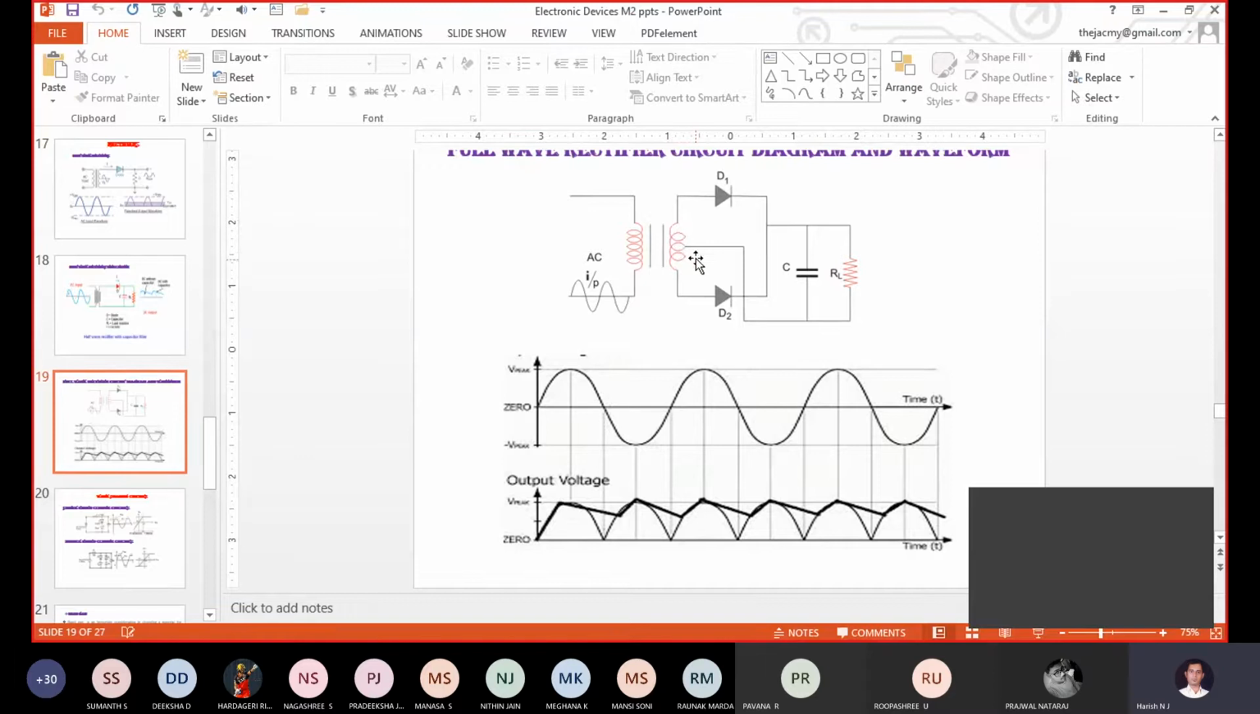Correct. So now the current through the RL resistance, when you are applying the positive half cycle as an input signal, just check it out. It will be flowing from the top terminal to the bottom terminal.